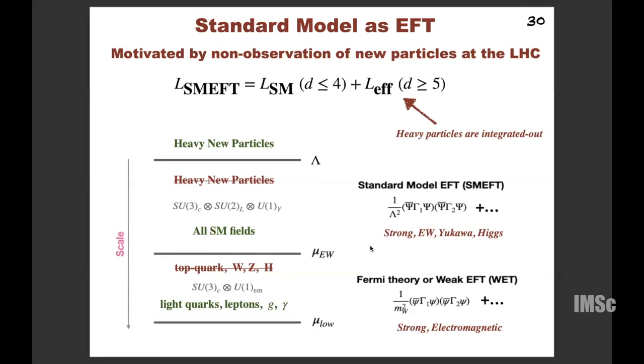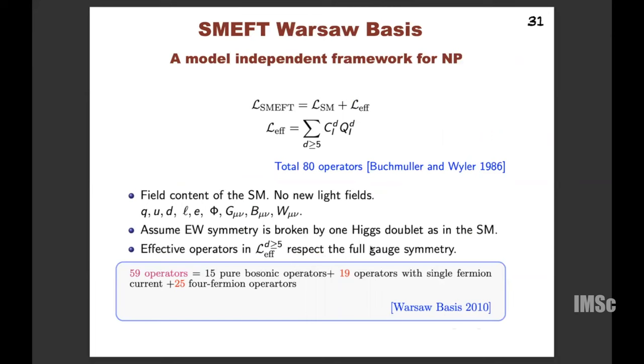So the Lagrangian for the Standard Model EFT was already attempted in 1986 by Buchmüller and Wyler. They found 80 operators combining all these fields in various possible ways, respecting the whole symmetry of the model. But later, the Warsaw group found that some of the operators are redundant. And now this whole Lagrangian is known by the name of the Warsaw basis.